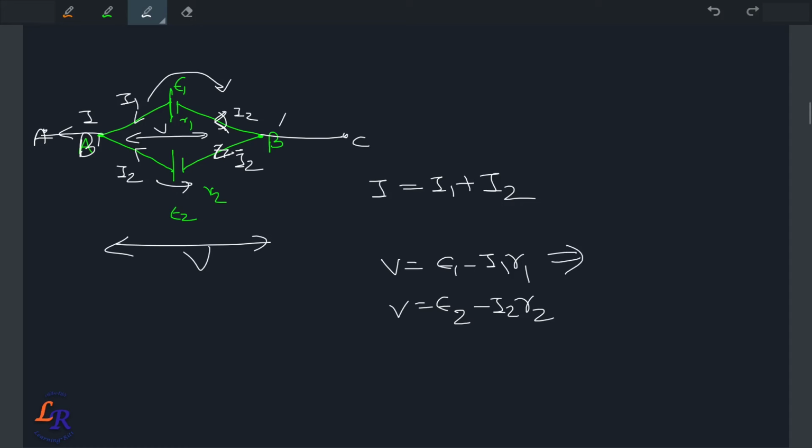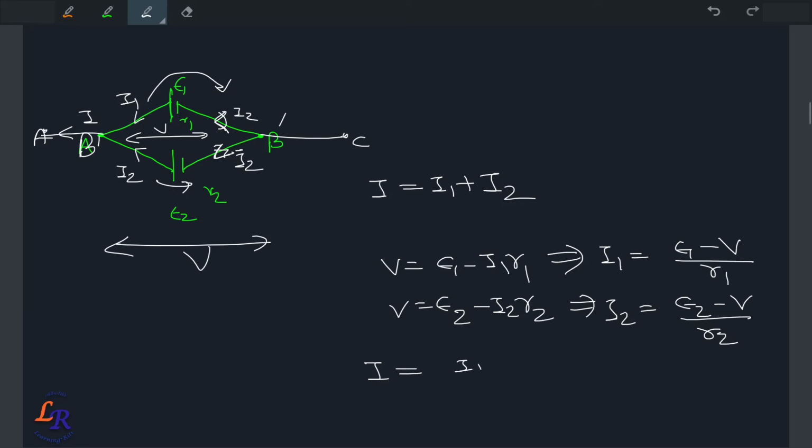So if you calculate from here, I1 is going to become epsilon 1 minus V upon R1, and here you will get I2 is equal to epsilon 2 minus V upon R2, right? So if you want to calculate the total current, you can have total current I is equal to I1 plus I2, so you can write as epsilon 1 minus V upon R1 plus epsilon 2 minus V upon R2, right?